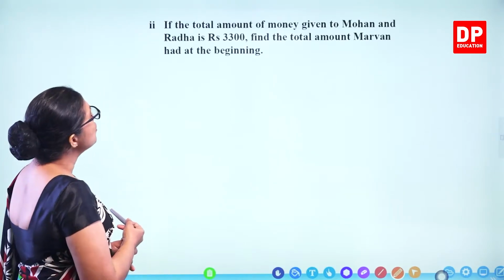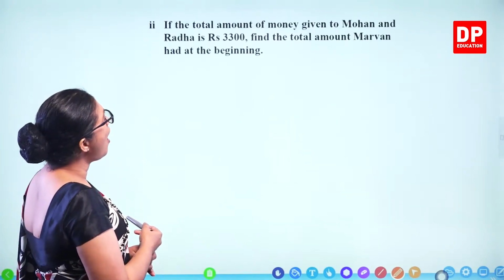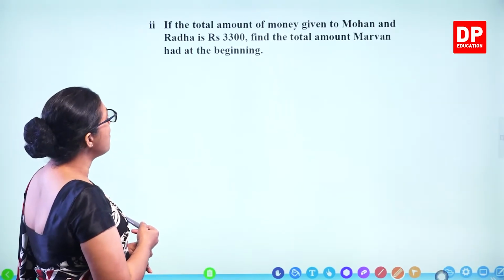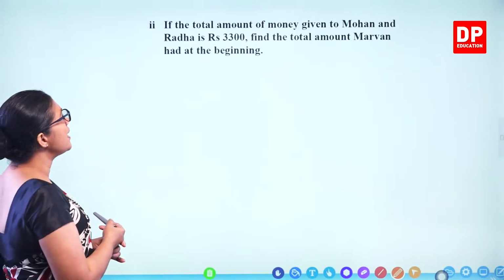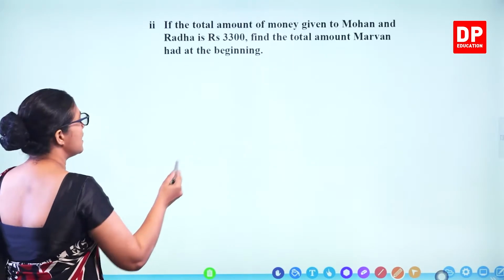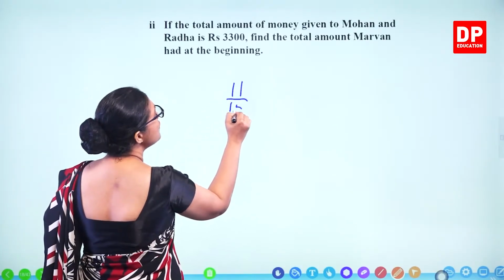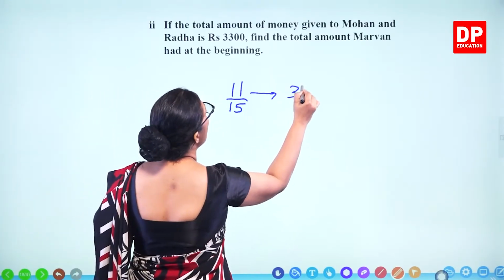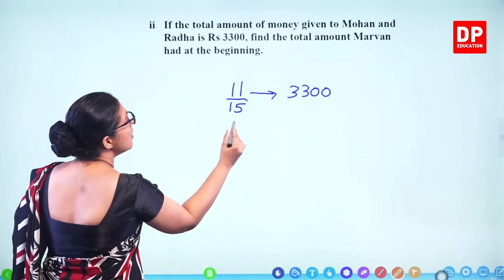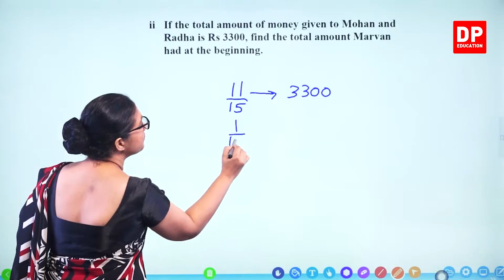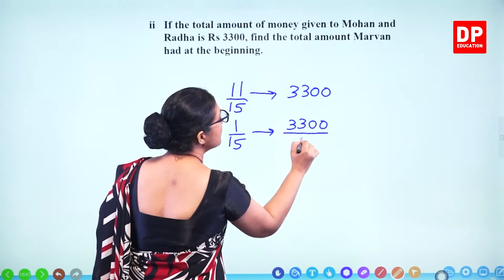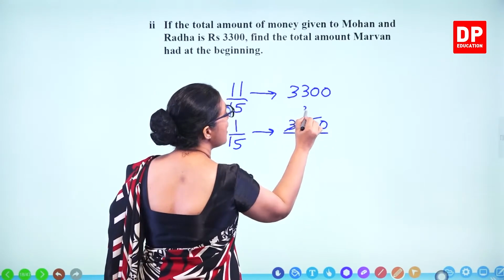Part 2. If the total amount of money given to Mohan and Radha is 3,300, find the total amount Marwan had at the beginning. So, we found 11 over 15 used. 11 over 15 is 3,300 rupees. So, what about one part? You have to divide by 11. So, you get 300 rupees.